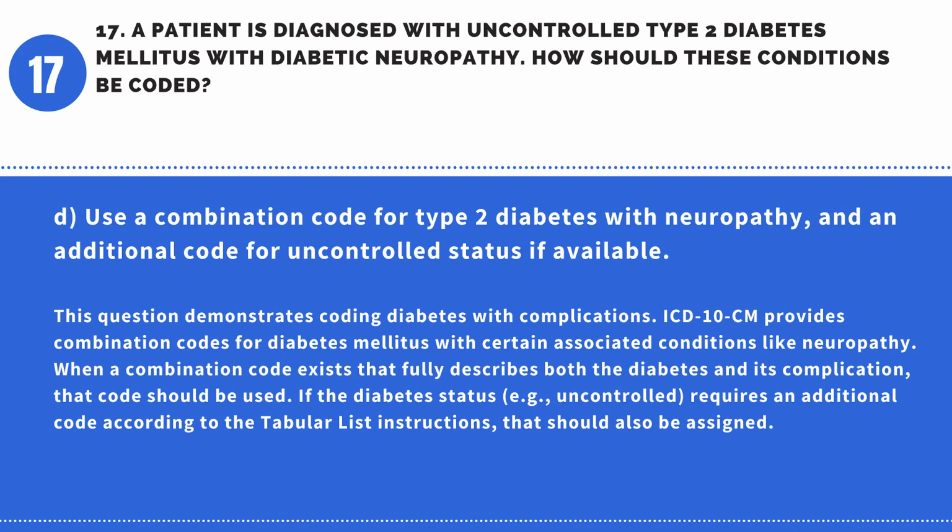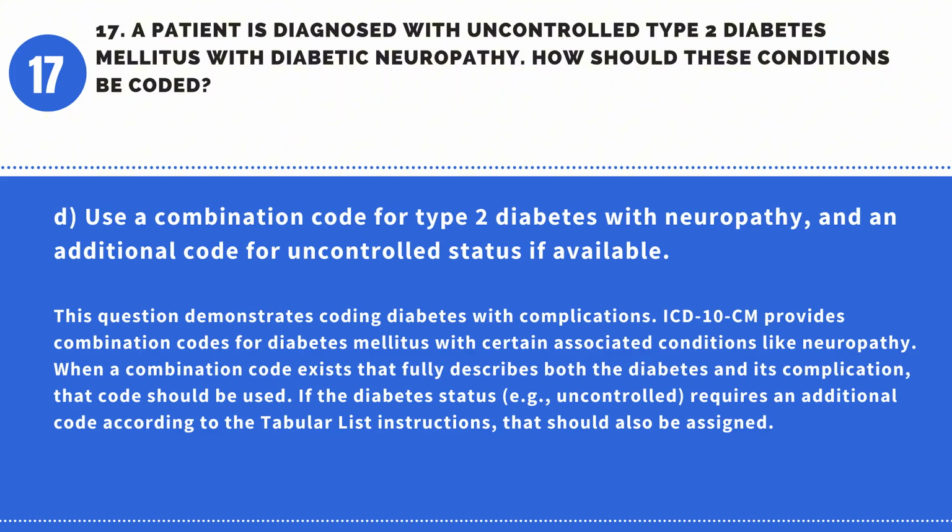Answer: D. Use a combination code for type 2 diabetes with neuropathy, and an additional code for uncontrolled status if available. This question demonstrates coding diabetes with complications. ICD-10 CM provides combination codes for diabetes mellitus with certain associated conditions like neuropathy. When a combination code exists that fully describes both the diabetes and its complication, that code should be used. If the diabetes status, e.g., uncontrolled, requires an additional code according to the tabular list instructions, that should also be assigned.